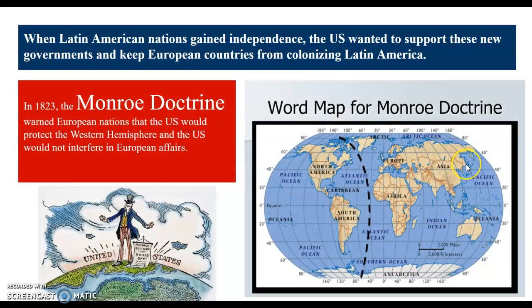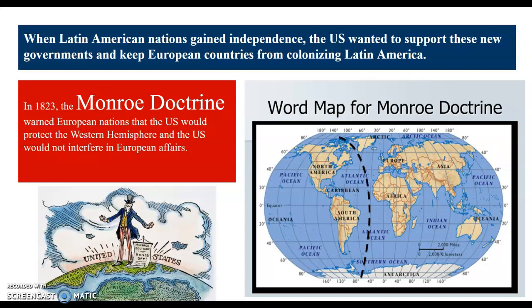Another foreign policy of Monroe was that we see Latin American nations gain independence. Mexico gained independence from Spain. Belize, we see a lot of these Latin American countries gain their independence. And so the United States wanted to support these new governments and keep European countries from coming back and colonizing Latin America. So in 1823, the Monroe Doctrine was started.